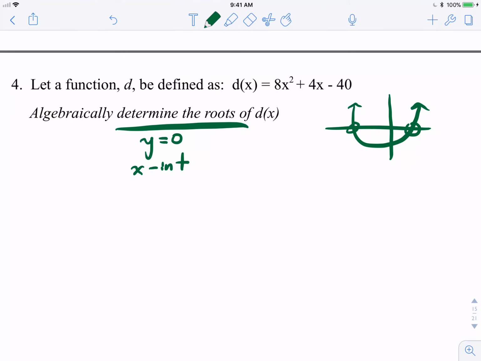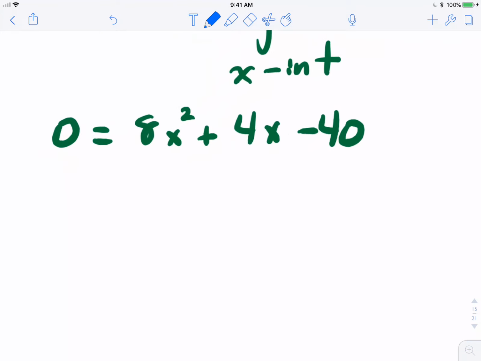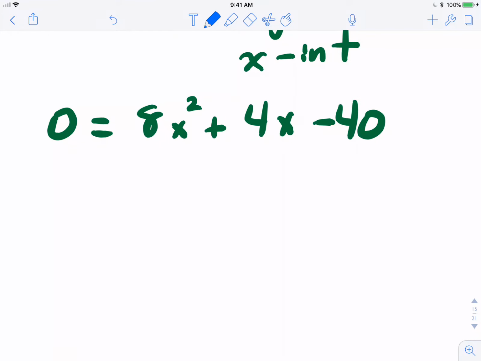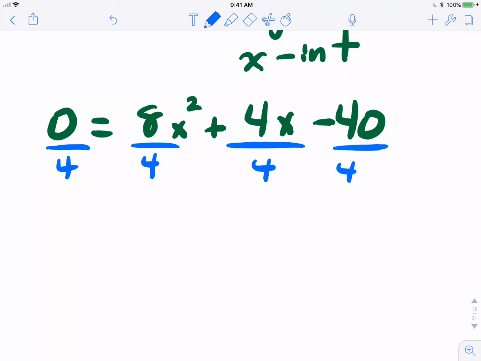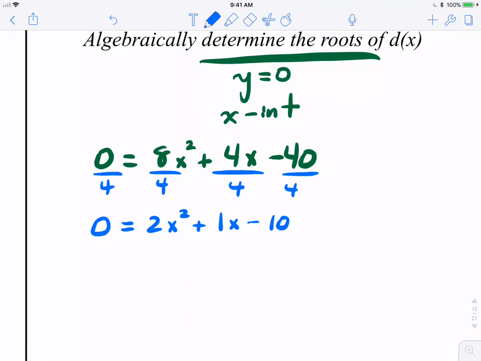So our first move is actually going to be setting this equal to 0. I want to know, when is that output d of x going to be 0? We're going to algebraically determine this. The first thing that I notice, always be aware of this, I see 8, 4, and 40 right away. I say, hey, these are all multiples of 4. Obviously 0 can easily be divided by 4. I'm going to make my life a little bit easier. Always be on the lookout for that.